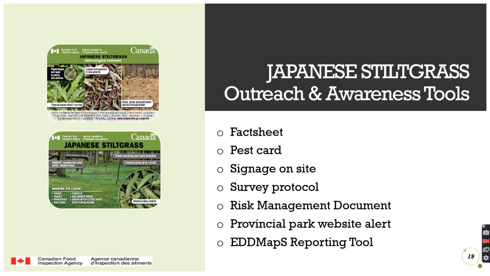Through combined efforts of local botanists and provincial and federal government agencies, a new threat to Canada's biodiversity has been detected and preliminary management actions have been initiated. With continued collaboration, we believe that Japanese stiltgrass can be contained and eradicated in Canada.